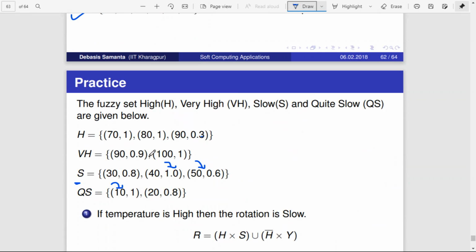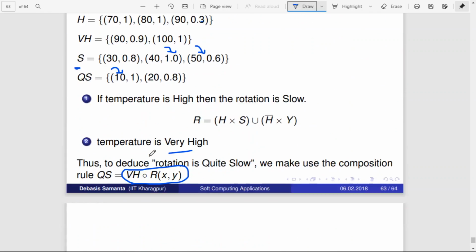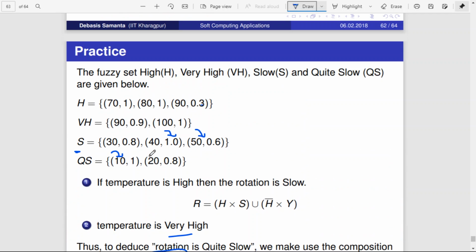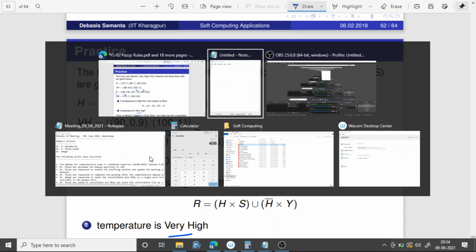So this is how we perform fuzzy inference. That's it about fuzzy inference. So let us stop here.